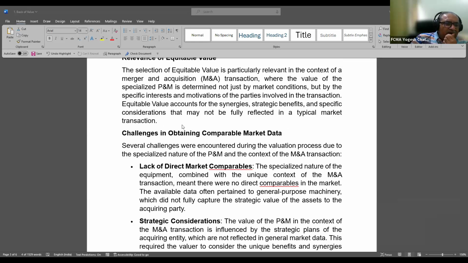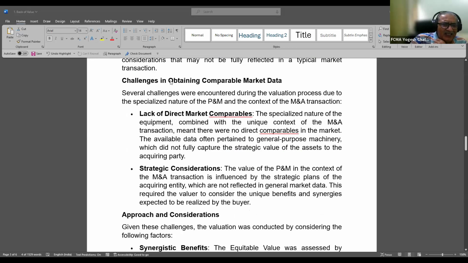That will determine your professional judgment. That will determine what data, what information, what input you will collect for valuation, how you will arrive at the estimate. So this is the relevance of equitable value. Now, what are the challenges in obtaining comparable market data?